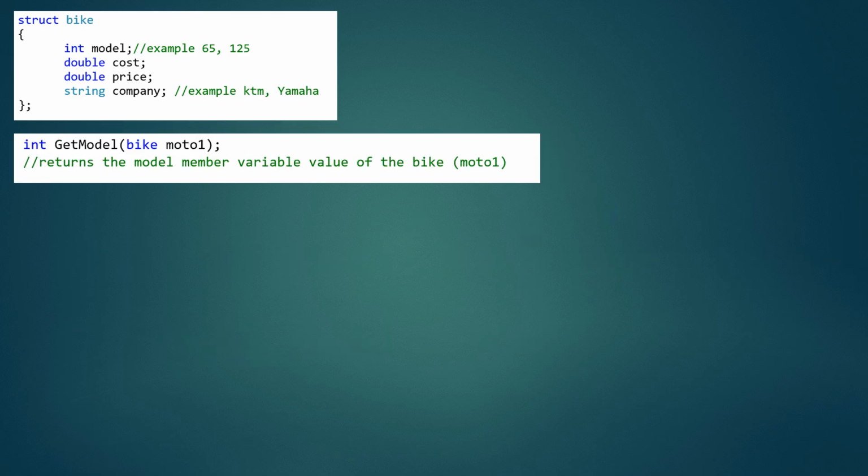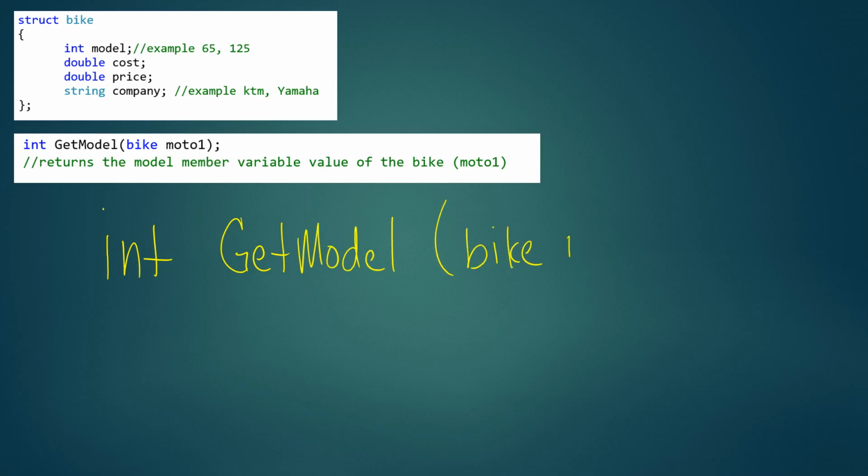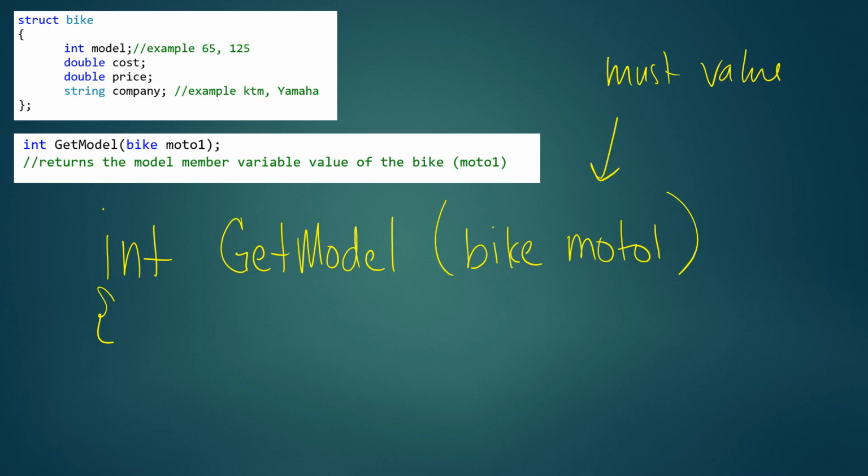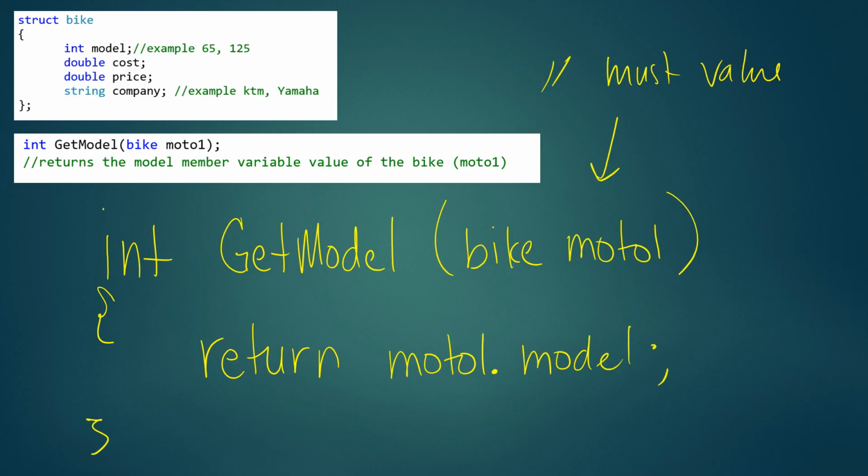Now we want to get one. This is the same kind of concept, except instead of setting something, you're getting something. So we're just going to return it. You're going to assume it's already been set, because if you notice, it takes a pass by value bike. If it's a pass by value bike, this must have a value. And we're just going to return that value. It's an integer, so we're going to return Modo1 dot model that is of type integer. You will see that this right here is an integer, and it matches the return type of the function.